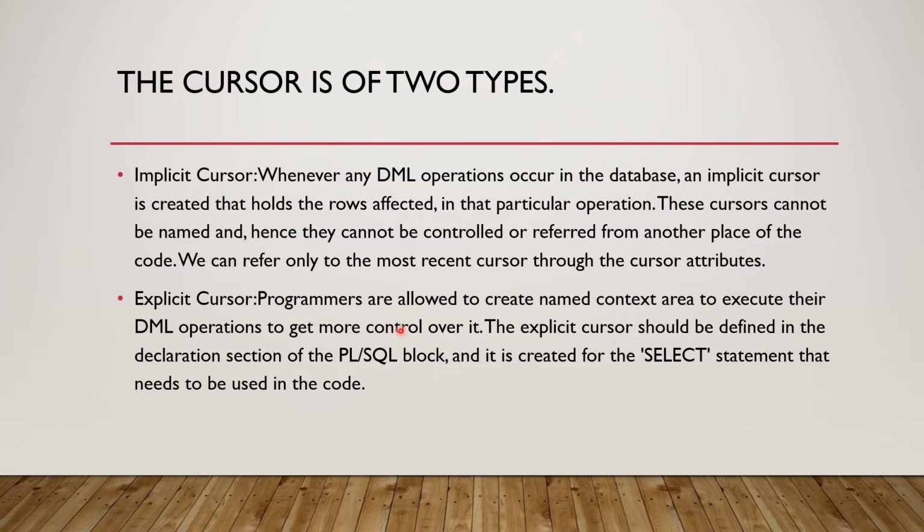So the basic difference is what? An implicit cursor is invoked automatically. We are not doing anything. We are just passing a SQL statement, and any cursor that is implicitly invoked is known as an implicit cursor. But when we want to fetch multiple records, in that case we need an explicit cursor. So we will be discussing that, right?